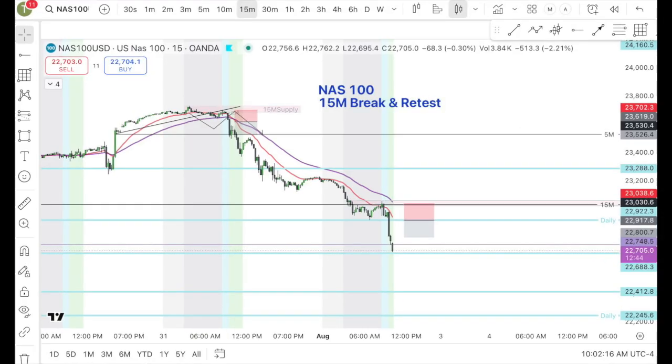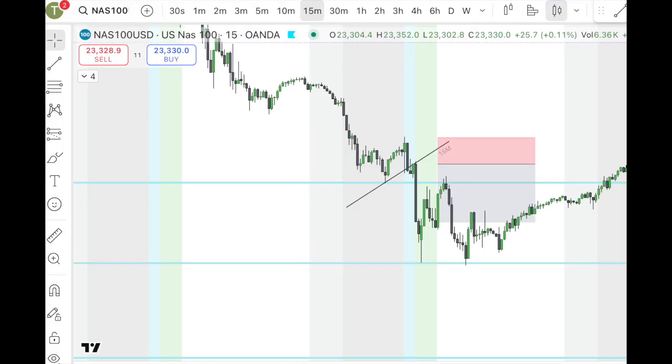Okay, with NAS 100, it's really important to focus on repeatable, high probability setups like the 15-minute break and retest of either a trend line or support and resistance. And so here we focused on the trend line. So we've got our trend line drawn here. We can see that price broke the trend line during the pre-market, which is my blue area, and then retested during opening, which is the green area.